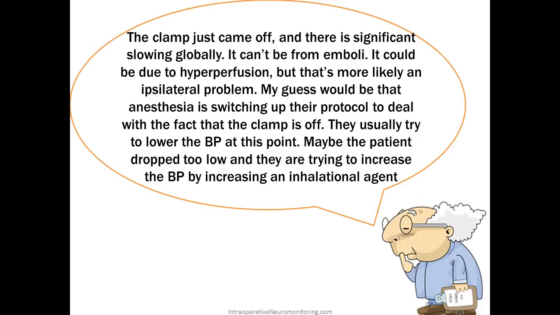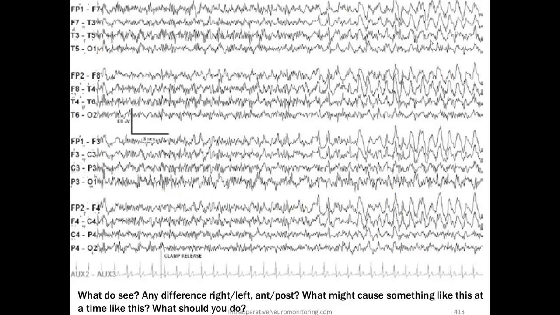My guess would be that anesthesia is switching up their protocol to deal with the fact that the clamp is off. They usually try to lower the blood pressure at this point. Maybe the patient dropped too low and they're trying to increase the blood pressure by increasing an inhalational agent. So because we're seeing this gross bilateral change that's pretty symmetrical, and it has a pretty good onset, which is pretty far out, or not too far out, I guess. They don't have a time stamp here, but it's probably not within that first 10 to 20 seconds. There's probably something that they did anesthetically, and the clamp is off.